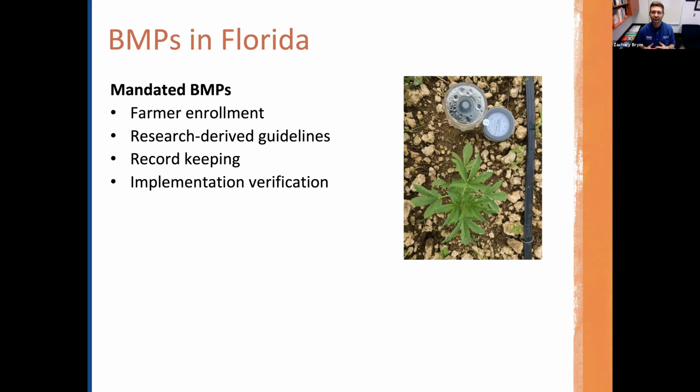BMP manuals and guidelines as they come out of the university are expected to be research derived, research specifically from Florida. And along with following those recommendations and guidelines, the farmer is expected to keep records so that they can keep track of what they're doing, and also when the state comes along and looks to ensure that they're operating in compliance to their BMP enrollment, they can do that through the records and implementation verification.